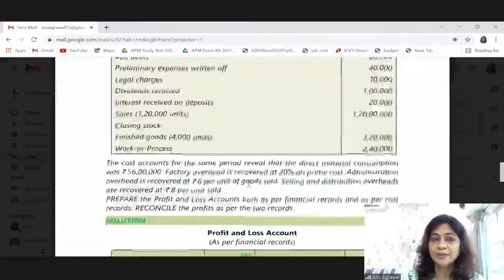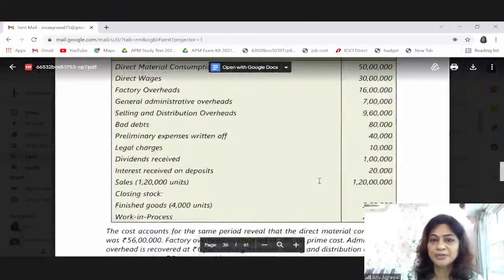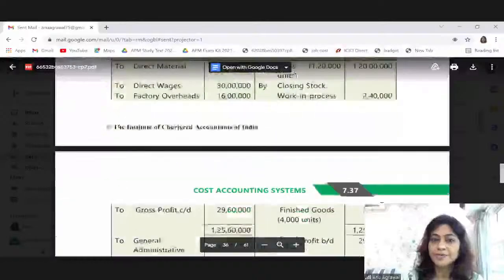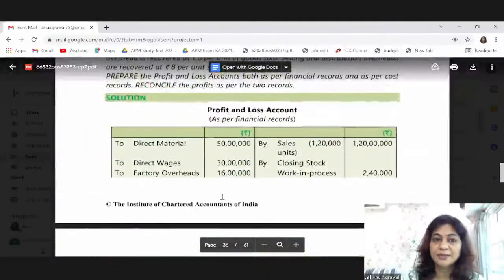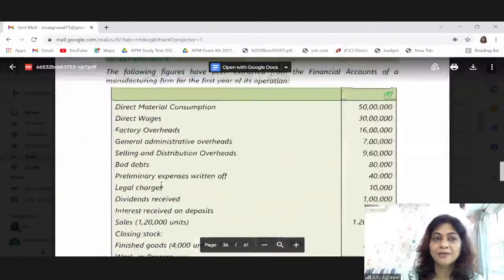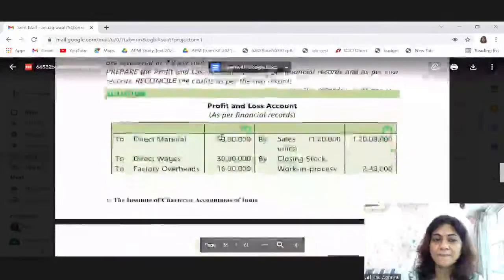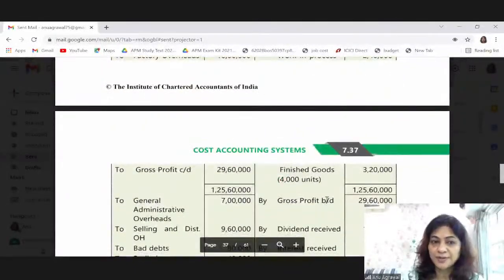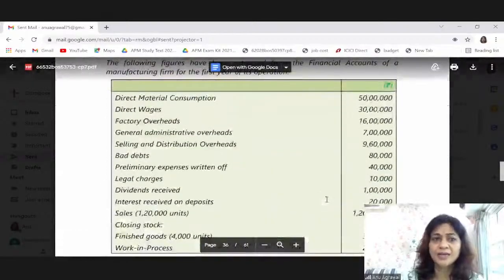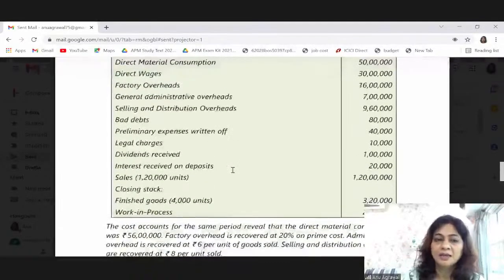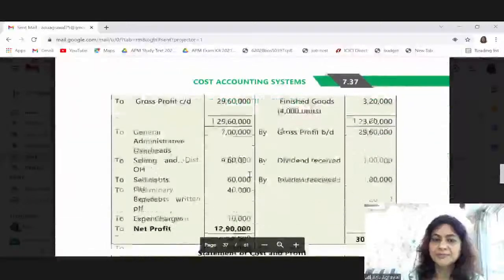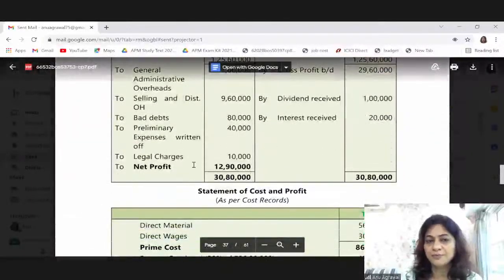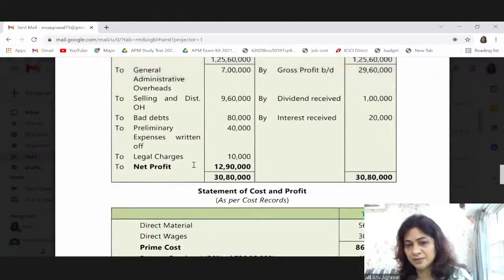You first prepare your P&L account. P&L account will be simple. You have got the sales figure. You've got the closing stock figure. You have the WIP figures. Just put in those figures. You have the material, wages, and you have the factory overheads. You get out with your gross profit. Whatever are your expenses, general, selling, legal, and incomes, dividend, interest received, you put it on the credit side. Yes, you get out with your profit. I think everybody can make a P&L account.